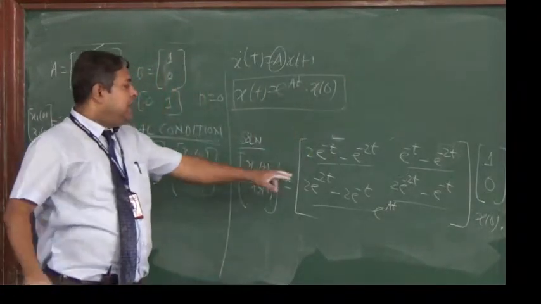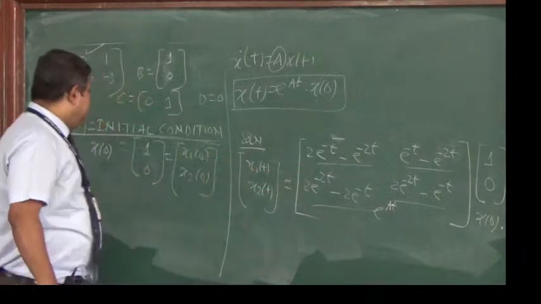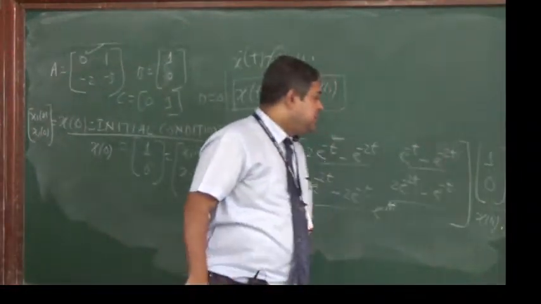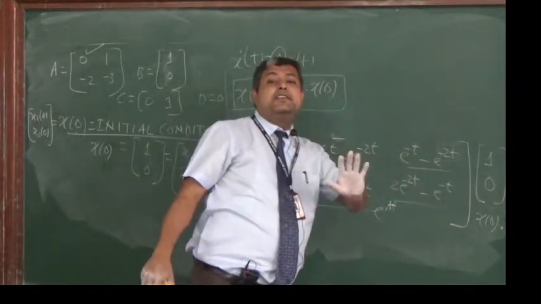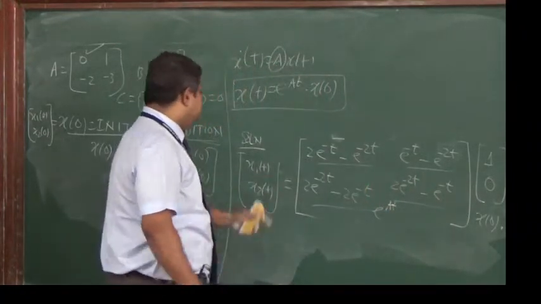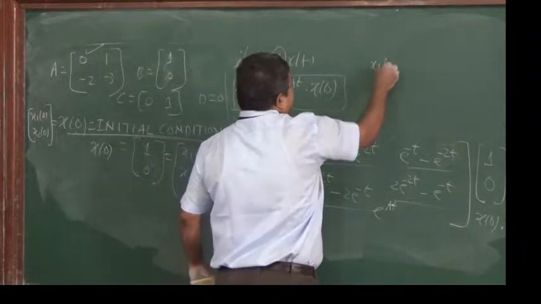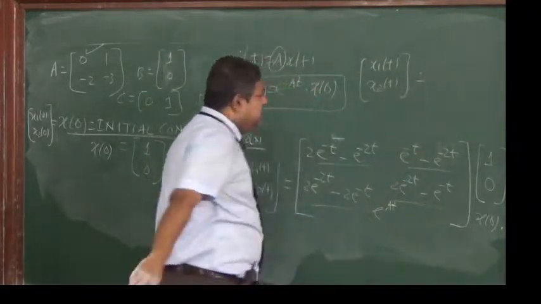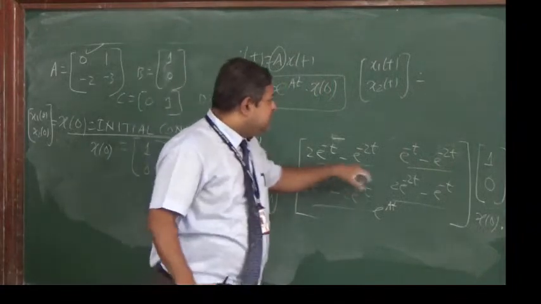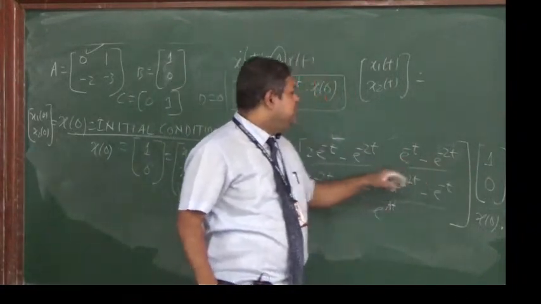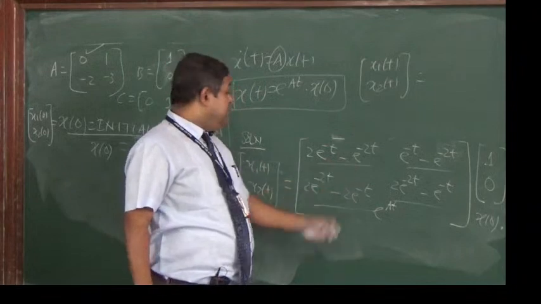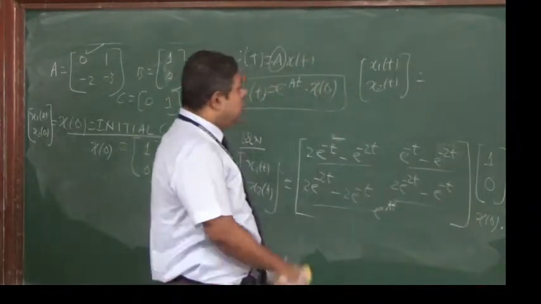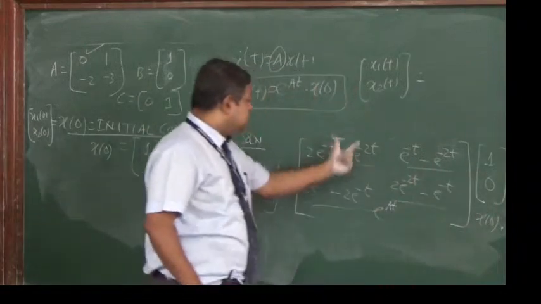So first step, I have found out the state transition matrix, and second step, x0 is given as [1, 0]. So I am multiplying e raised to At with x0, and I am getting the solution. So what is the solution now? x1(t), x2(t). Just do this multiplication, and you can see that this is multiplied by this and this is multiplied by this. That means only this term exists, and this first term is existing and the second term is not. So if you are multiplying this, only the first column will exist.